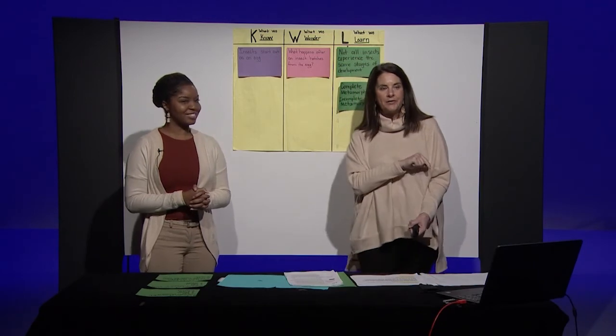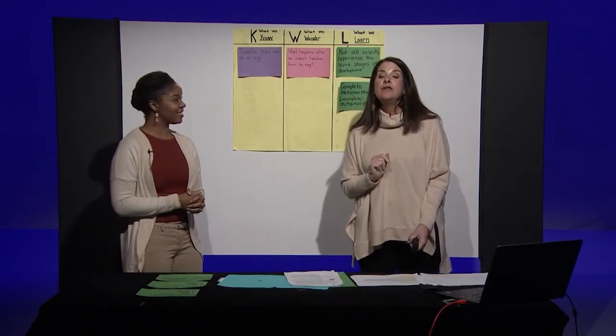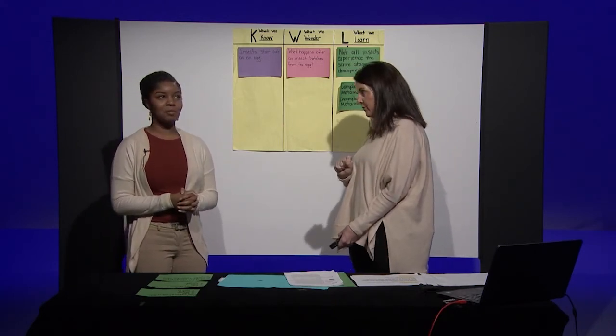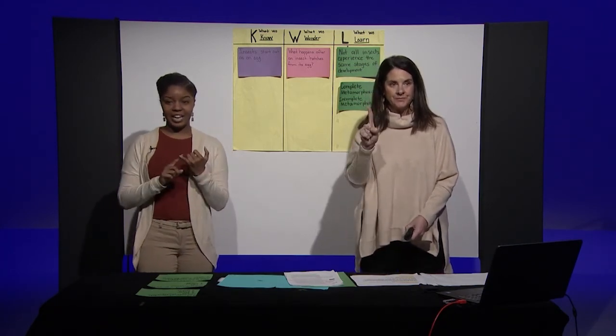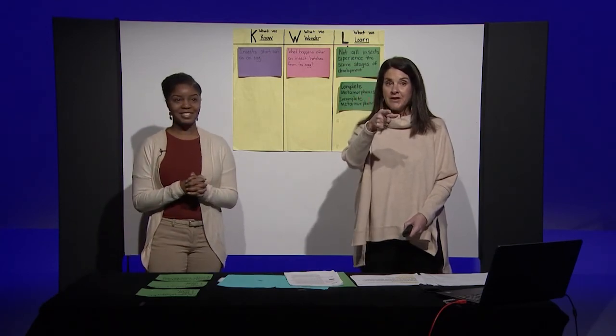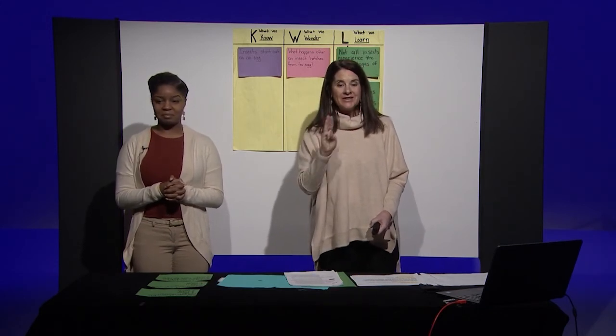Kiss your brain if you got that one correct. The next question is, can you name the 3 stages of an incomplete metamorphosis? So the 3 stages of an incomplete metamorphosis are egg, nymph, and adult. Is she right, boys and girls? She is. That's awesome. The 3 stages are egg, nymph, and adult.